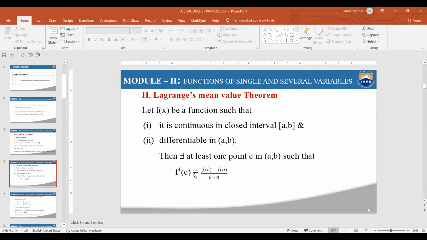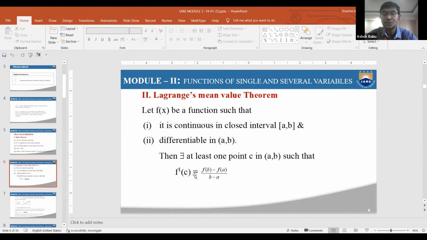F dash c is equal to 0, sir. Yes, same, good. Here, whereas in Rolle's theorem f dash of c is equal to 0, and with the help of f dash of c equal to 0 you need to find the value of c that lies between a comma b. But here, f dash of c is equal to f of b minus f of a by b minus a, and with the help of this simplification you need to find out whether c lies between a comma b or not. This is the clarity regarding Lagrange's mean value theorem.